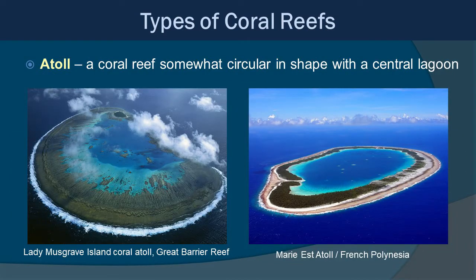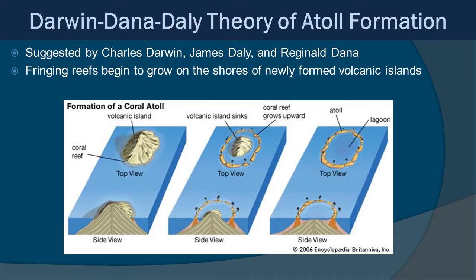Finally, we have atolls. An atoll is a coral reef of a somewhat circular shape with a lagoon in the center. These are generally associated with volcanoes. And this brings us to the Darwin-Dana-Daly theory of atoll formation. What is this big long name? It's derived from the scientists who put forth this theory, including one you may know, Charles Darwin, also famous for the theory of natural selection. While he was out on his adventures across the globe looking at different islands, he started to look at how they might have evolved over time, and here we go.